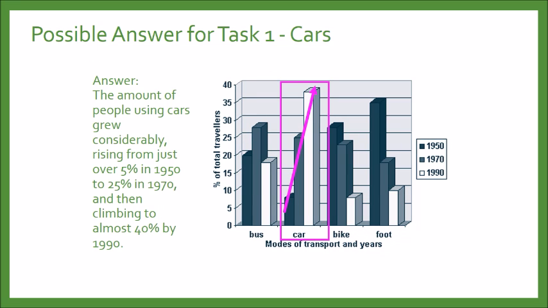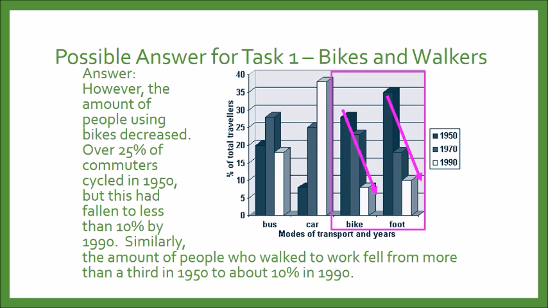So for the first paragraph, you can say the amount of people using cars grew considerably, rising from just over 5% in 1950 to 25% in 1970, and then climbing to almost 40% by 1990. And then you may talk about other items that show an increase and decrease trend. For example, you may say that however, the amount of people using bikes decreased. Over 25% of commuters cycled in 1950, but this had fallen to less than 10% by 1990.